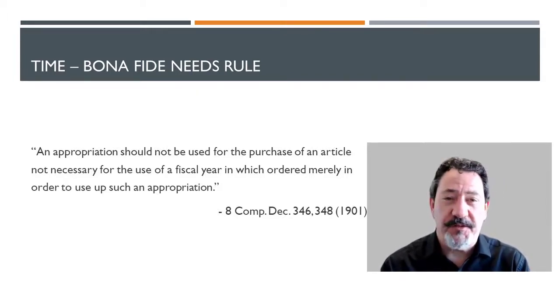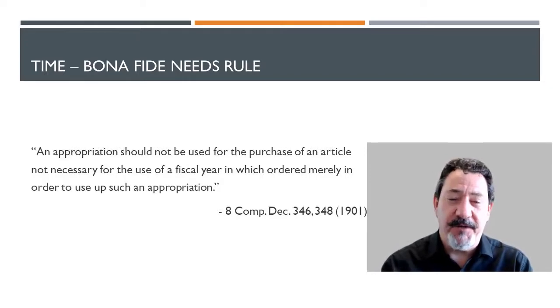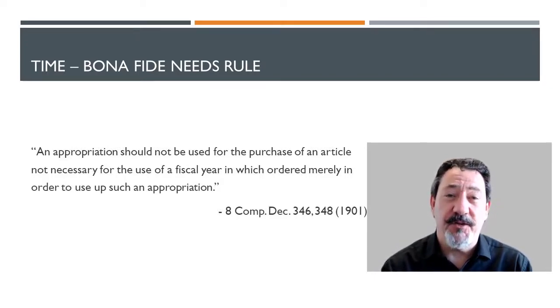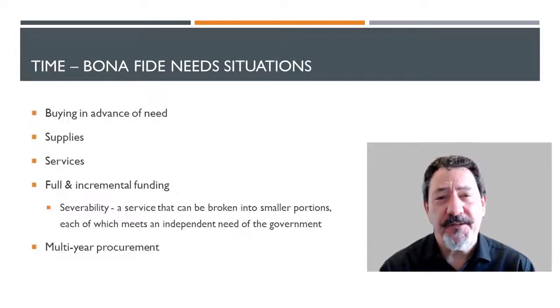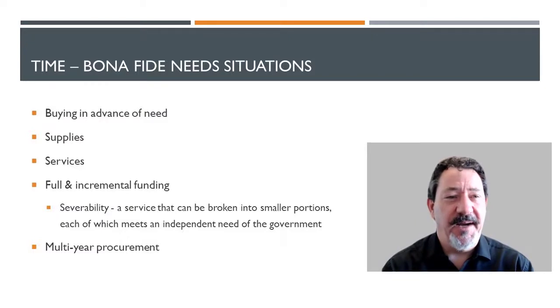Seek a tool such as a reprogramming or a budget-based transfer in order to give that authority to someone who could use it, someone who has a legitimate or bona fide need for that type of money. So the kinds of situations we run into, I just mentioned this end of the year thing, buying in advance of need is a common violation of this bona fide need rule.